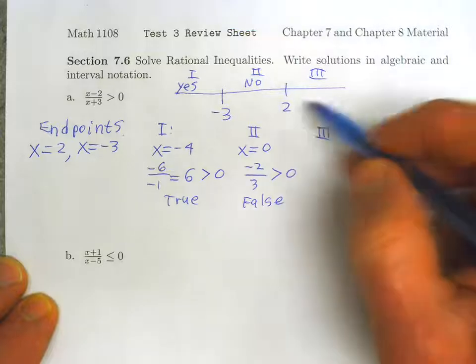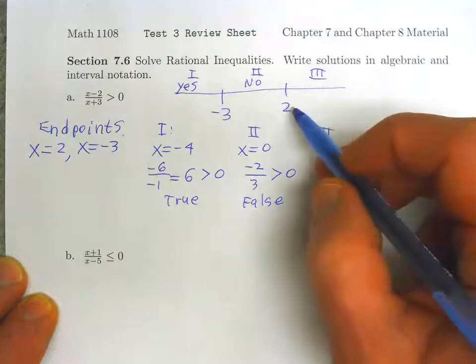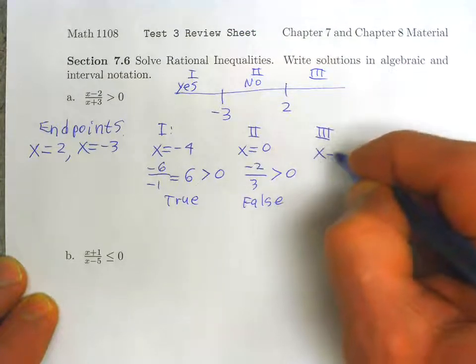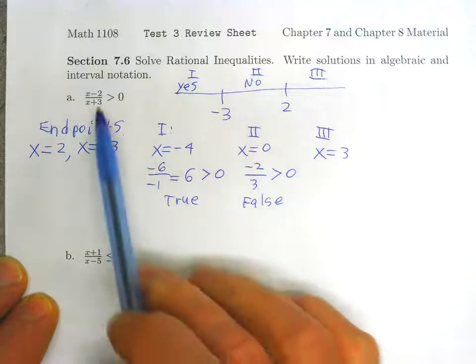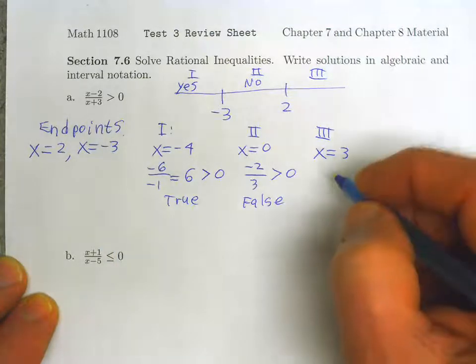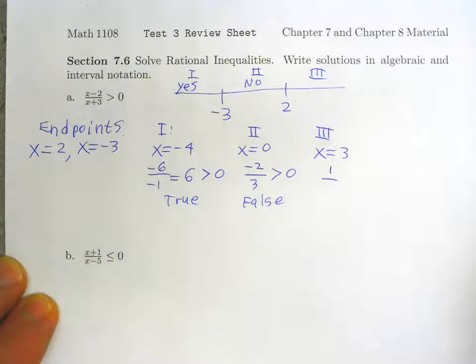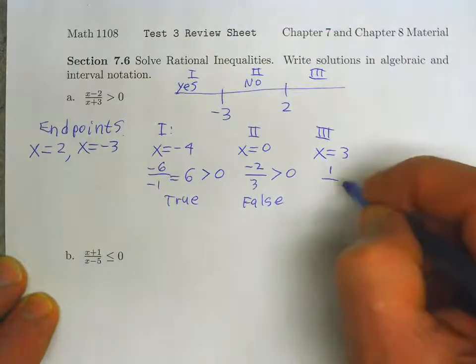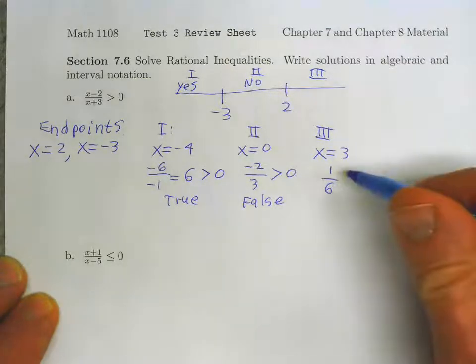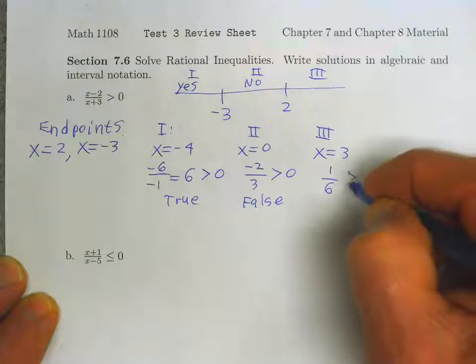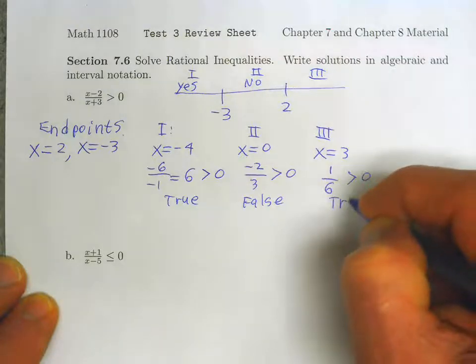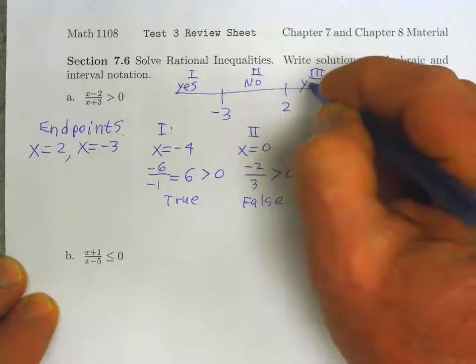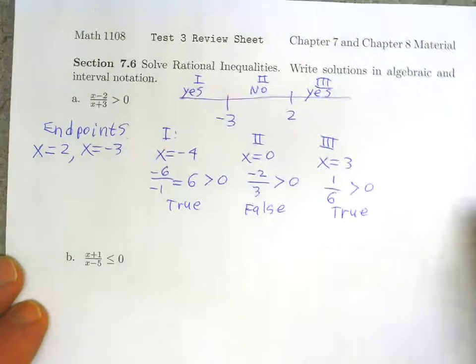And then in the third interval, pick any number you want greater than 2. So I'll pick 3. And then in the inequality, in the numerator, 3 minus 2 is 1. In the denominator, 3 plus 3 is 6. And positive 1/6 greater than 0 is true. So all of the numbers from 2 to infinity are solutions.